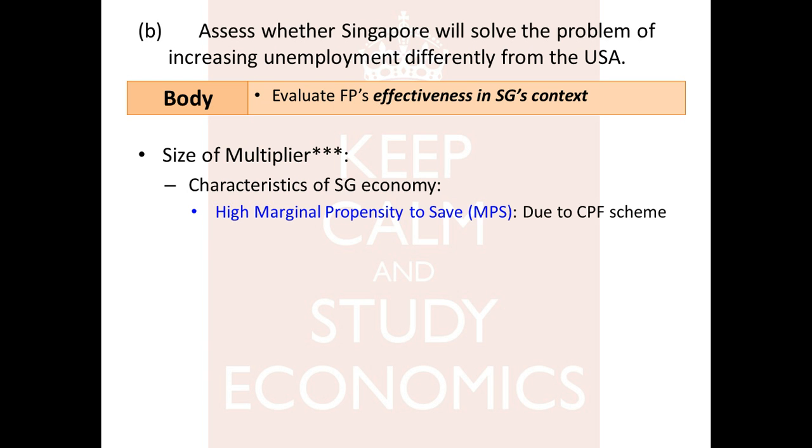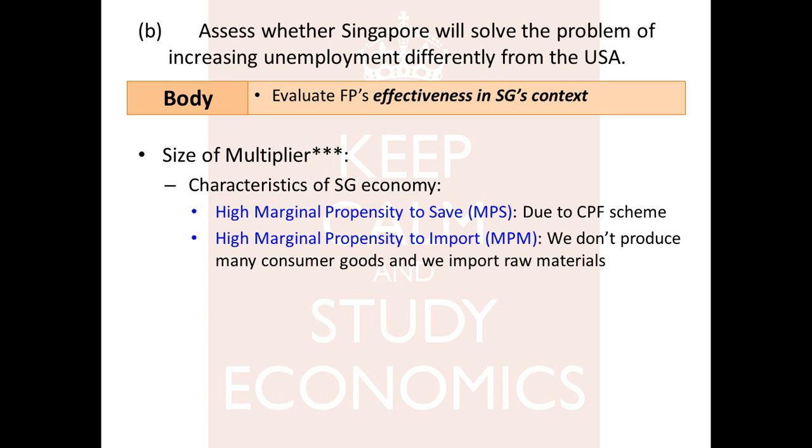We have a high marginal propensity to save. I hope you still remember what is marginal propensity to save. If not, please go back to your lecture booklet and search out what it is. This is due to the CPF scheme, which is basically some kind of enforced savings on our workers. And we also have in Singapore a very high marginal propensity to import. The reason being, we actually don't produce a lot of consumer goods that we use every day. And even if we are producing certain goods, we are actually importing the raw materials.